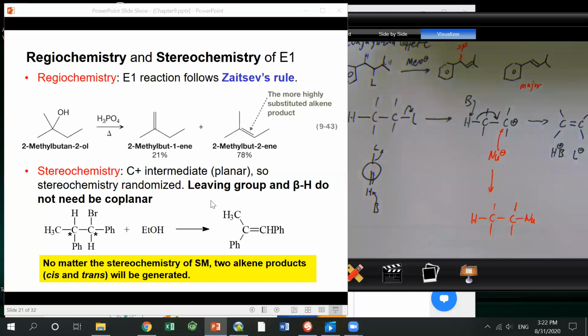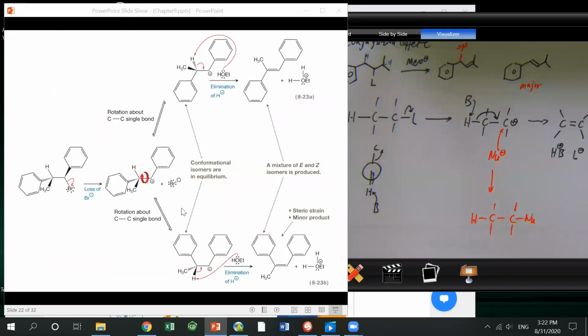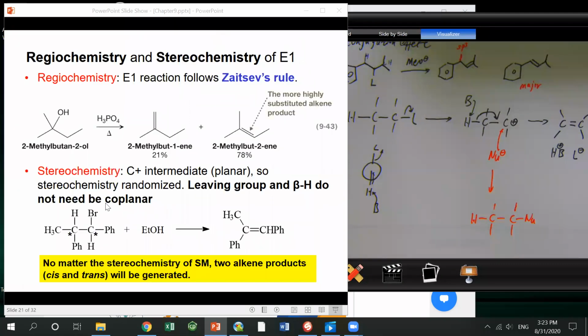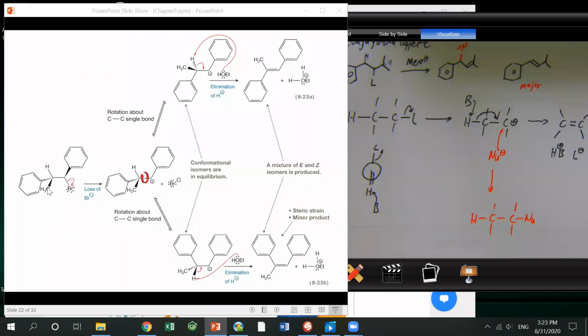the stereochemistry of the E1. Just keep in mind, even if you start with one stereoisomer of your starting material, very likely you get both cis and trans isomers. And here I showed you what's going on. That's actually the same compound as shown here, so it shows you various structures.